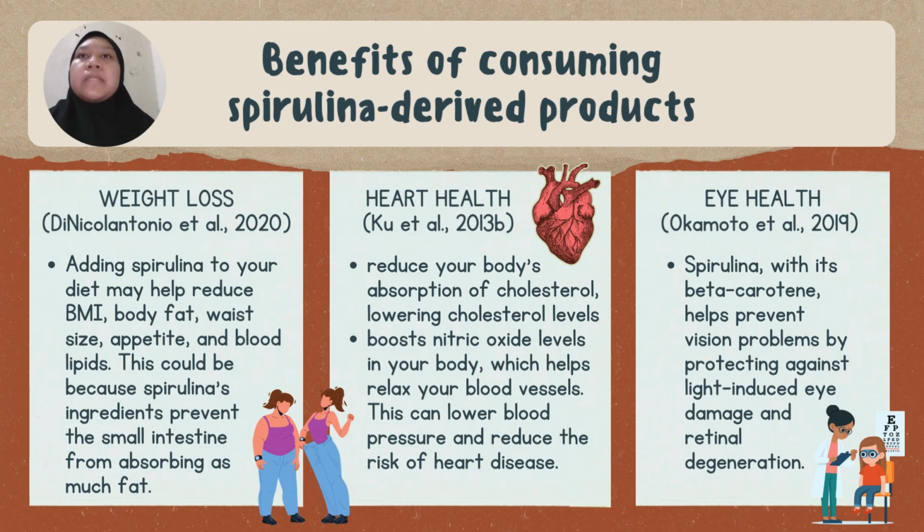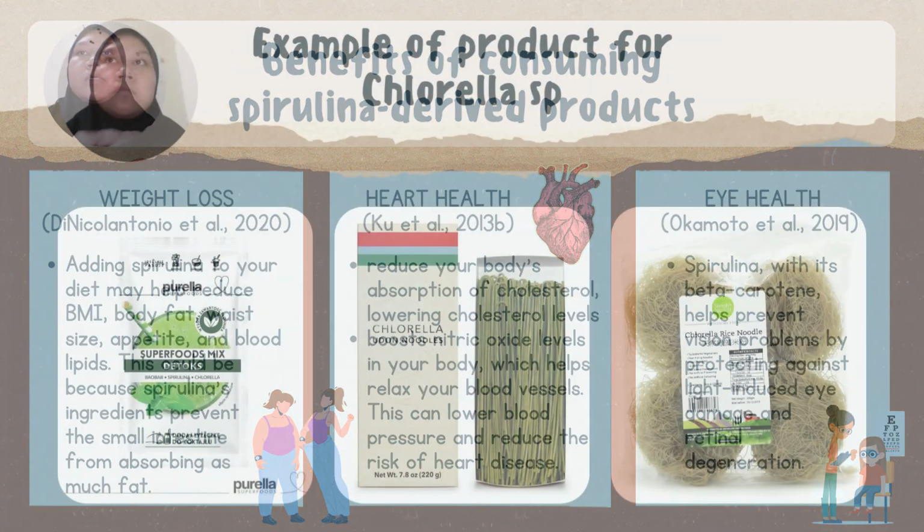Spirulina, with its beta carotene, helps prevent vision problems by protecting against light-induced eye damage and retinal degeneration.